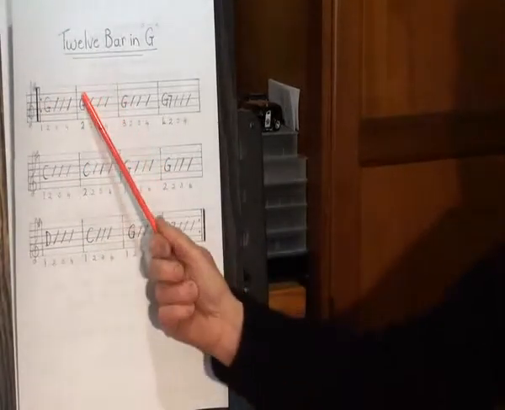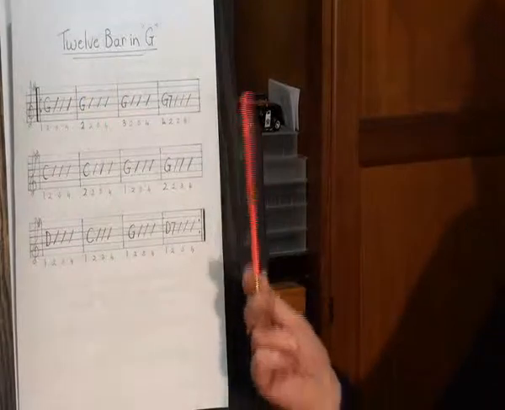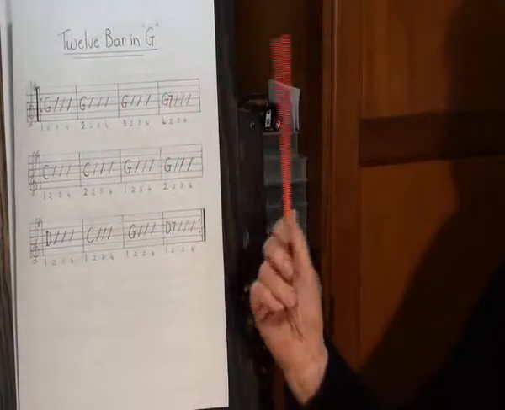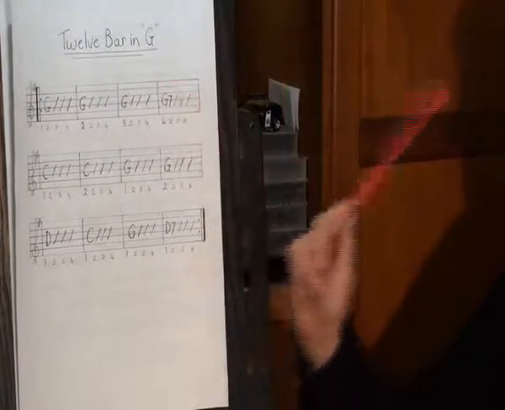On the staff, you might notice we've got 6 lines. That's because it's a tablature staff, so it's not a music staff, it's a tablature staff, which we'll get into a bit later.